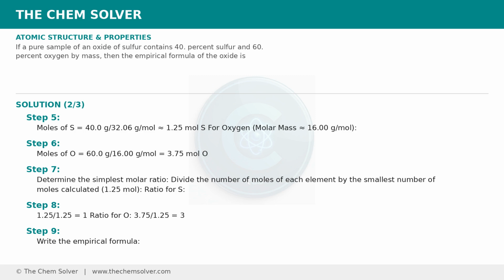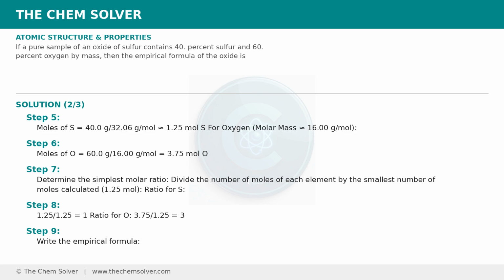Determine the simplest molar ratio. Divide the number of moles of each element by the smallest number of moles calculated. 1.25 moles, ratio for S: 1.25 over 1.25 is equal to 1. Ratio for O: 3.75 over 1.25 is equal to 3.